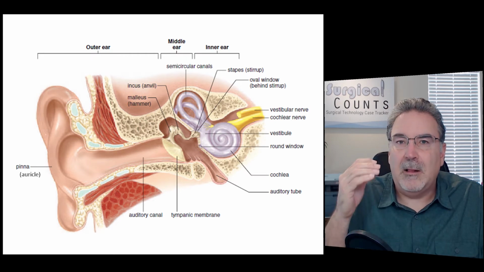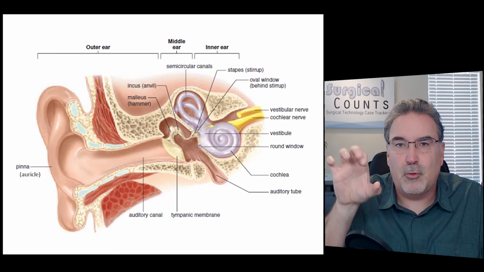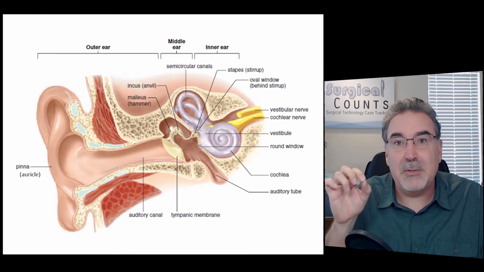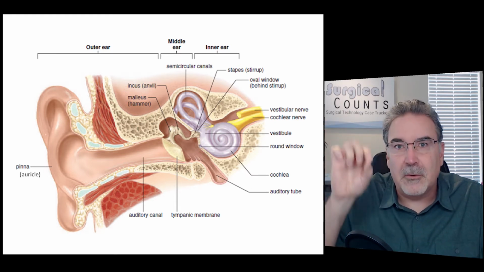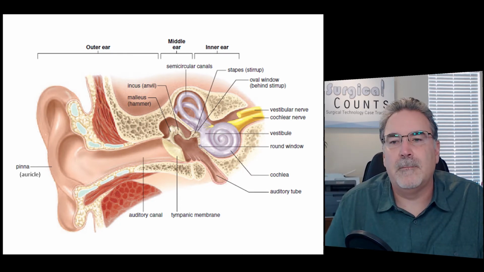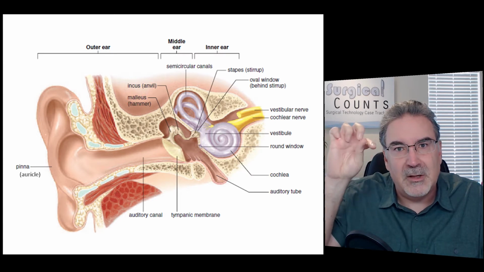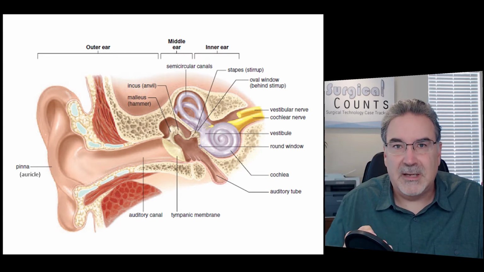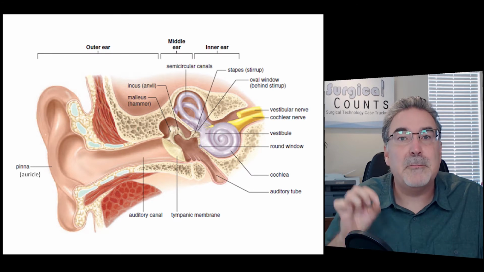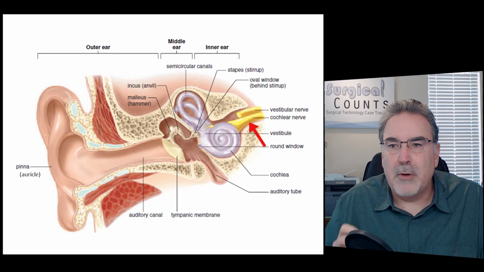So if a very low pitch sound comes in, it's going to vibrate in the larger portion of the cochlea. A very high pitched sound is going to vibrate further around the spiral into some of the smaller portions of that chamber. So the frequency of the sound determines which section of the cochlea vibrates, and that's how your ear is able to determine different frequencies, different pitches in the sound. All of those signals are then carried to the brain through the cochlear nerve.